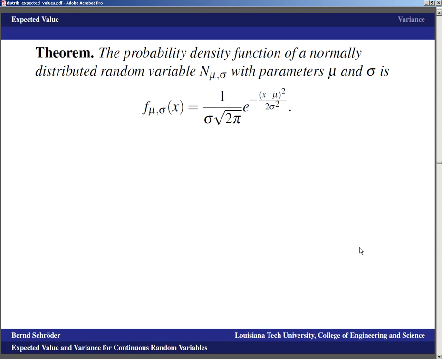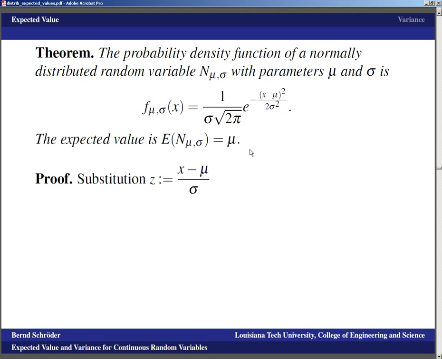Finally, we have experience with normal distributions, and so let's take a look at normal distributions with standard parameters, with parameters mu and sigma. Here's the density function, we know that thing, and we claim that the expected value is mu from the picture. That would make sense, right? Because this is a bell curve that is symmetric around mu.